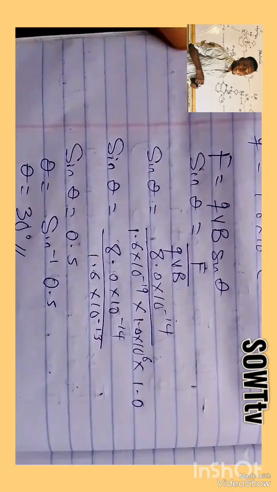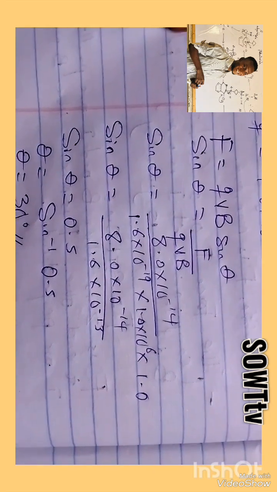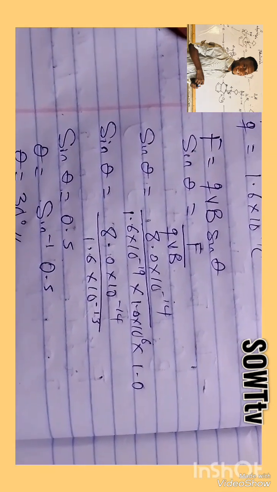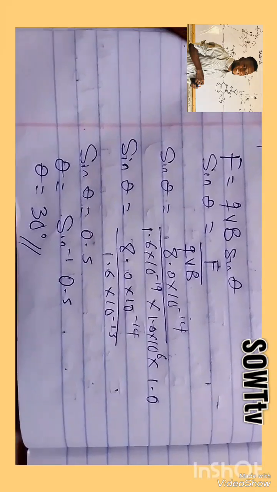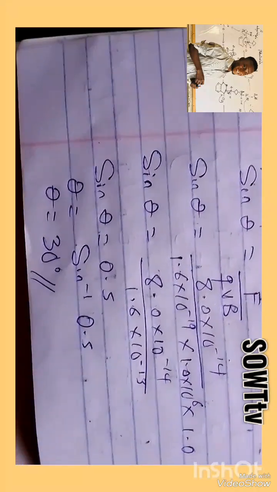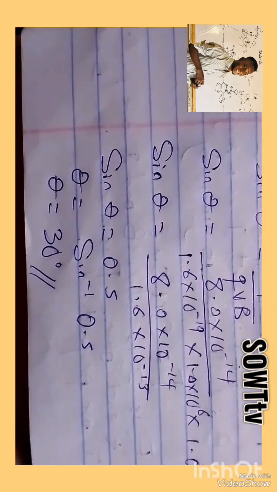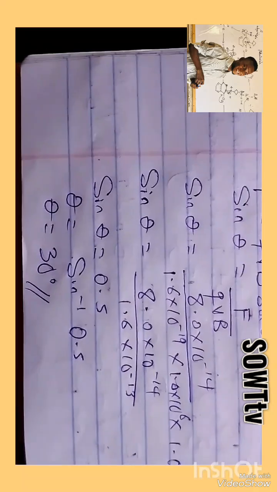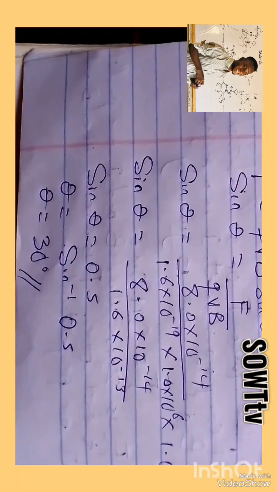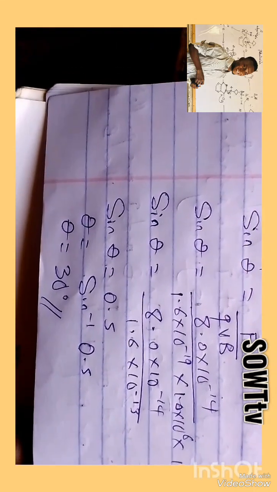Then sine theta equal to 8.0 times 10 to the power minus 14 over 1.6 times 10 to the power minus 19. Then we divide 8.0 divided by 1.6. We have our answer to be 0.5. So we are left with sine theta equal to 0.5. What are we going to do next? That is, take sine inverse of both sides. Sine inverse cancels sine on the left hand side. So on the right hand side, we are going to have sine inverse of 0.5. Sine inverse of 0.5 is equivalent to 30 degrees. That is our answer for the first quiz.